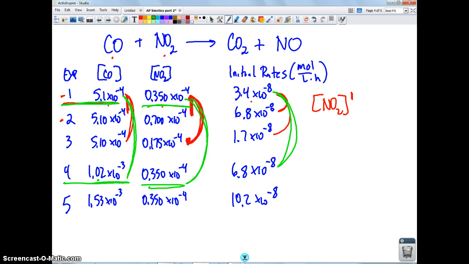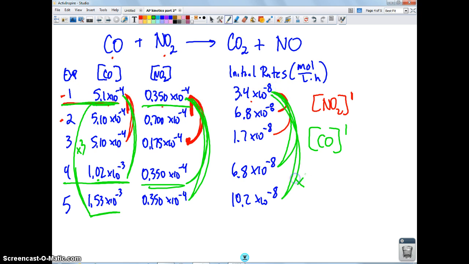So again, it looks to me like with respect to the carbon monoxide, it's going to have been first order. But just to make sure, we can do another one. We can compare 1 with 5. In this case, this is being tripled, and this is staying the same. And my rate from 3.4 to 10.2 is indeed being tripled.